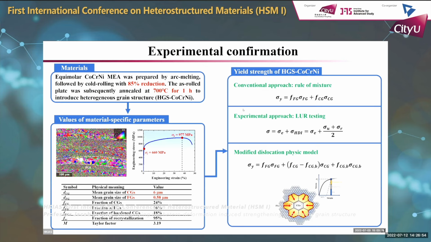Then we tried to estimate the yield stress by three different approaches. Of course, the first one is the simplest, the conventional approach by rule of mixture, with the yield stress contributed by both the fine grains and the coarse grains. The second is the very popular experimental approach by LUR testing. The third one, of course, is by our modified analytical dislocation model. We are going to compare our experimental value, 660 MPa yield stress, to the stress predicted by the different models.